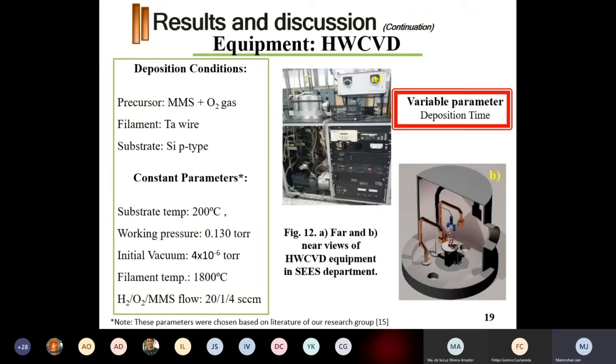The image of hot wire CVD is shown in figure 12. Here we use monomethyl silane and oxygen gas as precursors, while we use tantalum wire as a filament and a silicon substrate. I have used the parameters based on the literature of our research group, and here also I see the variation of the deposition time. The flow of hydrogen, oxygen and MMS gas is 21 and 4.